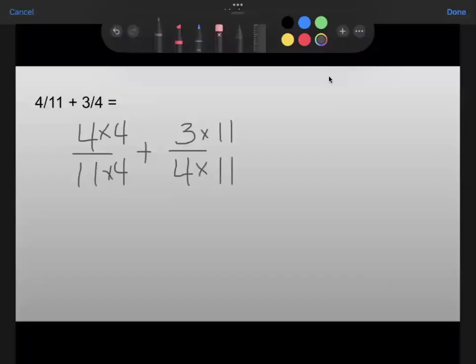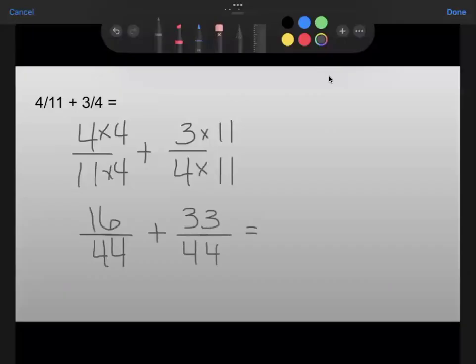4 times 4 is 16. And 11 times 4 is 44. So that is my new fraction for the first fraction. It's equivalent to the first fraction that we had. It's just got a different denominator, so we can add them together. So I'm going to put a plus sign in between. 3 times 11 is 33. And then 4 times 11, again, is 44. So that's how they end up being the same.